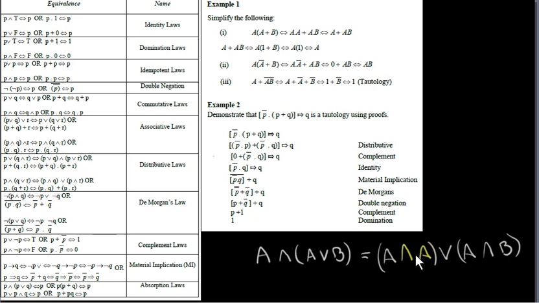Well, if we see two propositions coming together, it usually means that we can use one of these equivalences to simplify it. So A and A is shown up here, but it's actually P and P here. This is an example of one of the idempotent laws. P and P is equivalent to P. So A and A is equivalent to A. So we have A or (A and B).